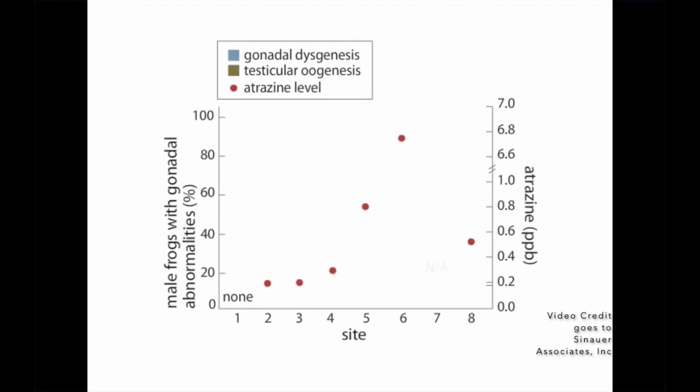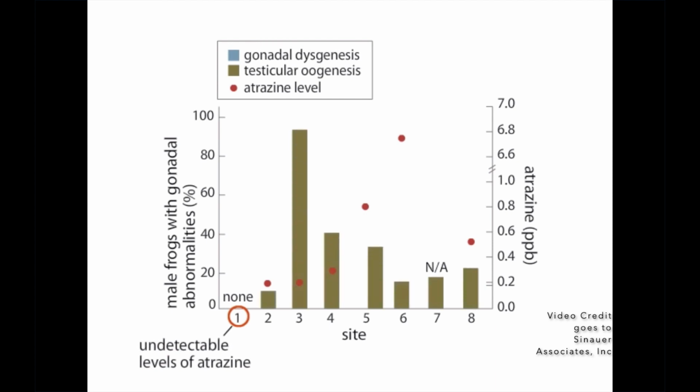At Site 7, the atrazine levels were not determined. Only Site 1 had undetectable levels of atrazine. Site 1 was also the only site in which male frogs lacked abnormalities of the sex organs. All the others showed male frogs with oocytes in their testes. In addition, Site 5 showed frogs with gonadal dysgenesis.